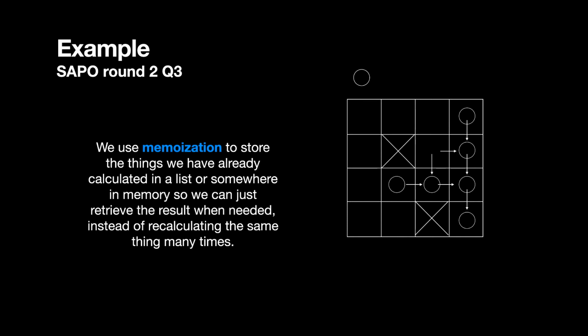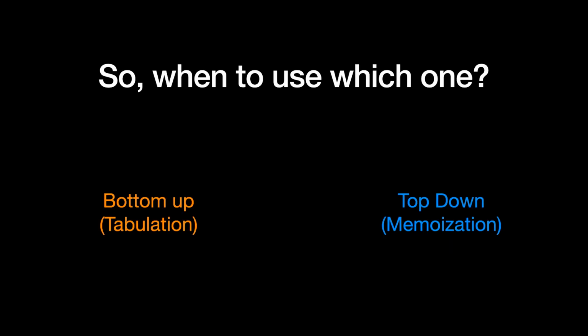So the answer to that cell is stored in memory, and whenever we need it, we can just retrieve it from the memory. So when is it best to use which one? Bottom-up or tabulation, or top-down memoization?